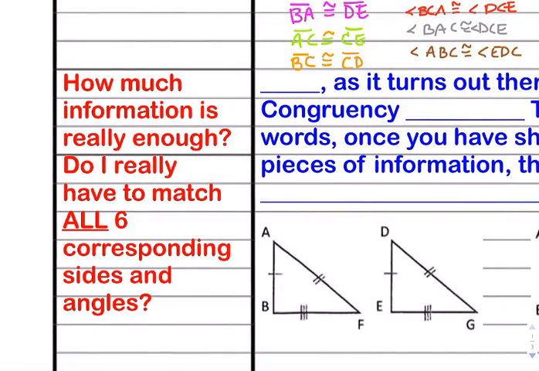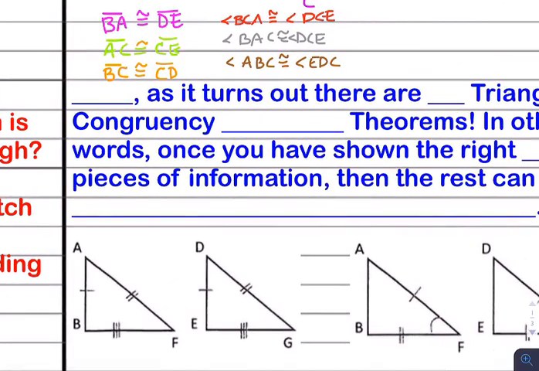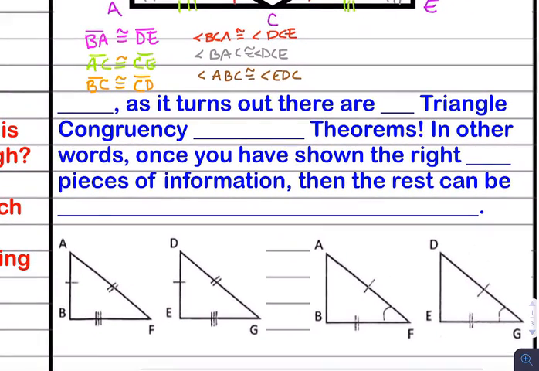Do I really have to match all 6 corresponding sides and angles? And it turns out the answer is no. And so let's get this statement out here, but then let's proceed in actually explaining why. So the answer to this question is ultimately no. As it turns out, there are 4 triangle congruency shortcuts. And those are what we call theorems.